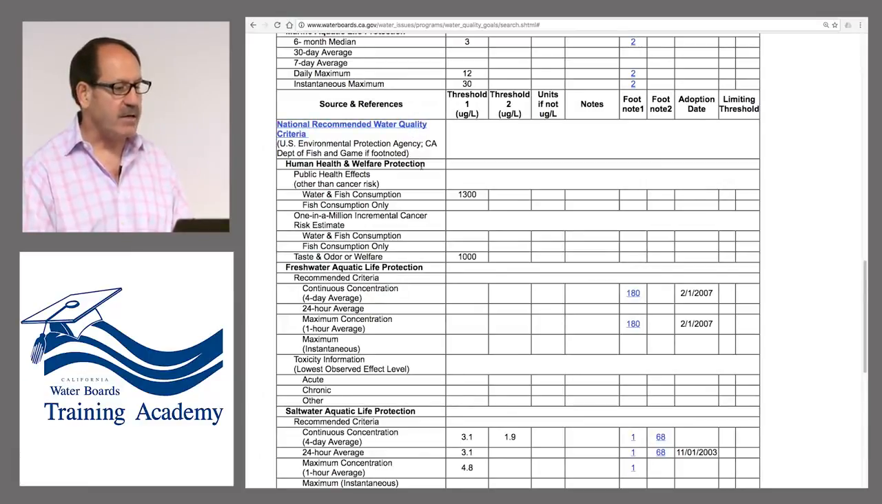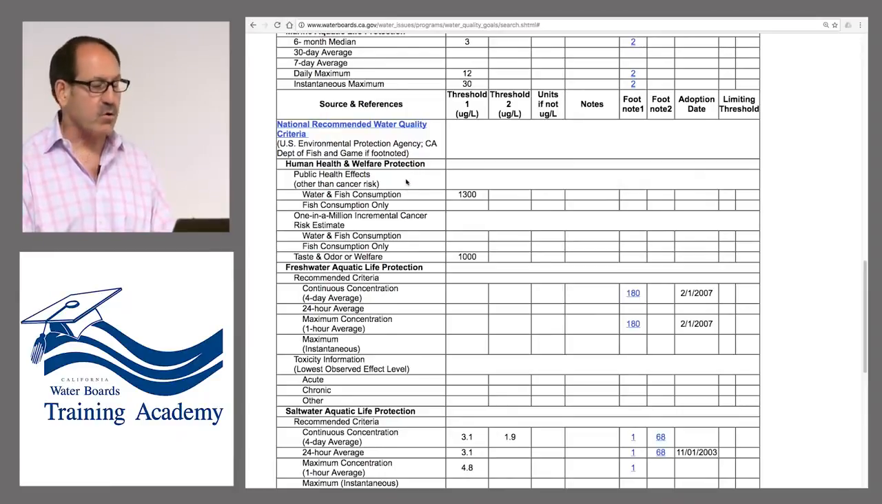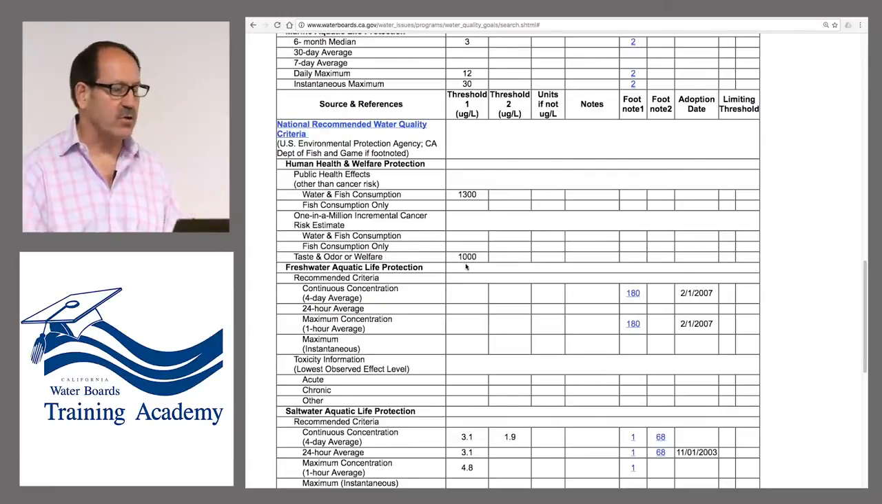Then we have EPA's National Recommended Water Quality Criteria. These are the ones that are advisory to states and tribes to help them with calculating their own standards or for interpreting their narratives. So human health protective for water and fish consumption or fish consumption only. They have both public health effects that don't involve cancer and cancer risk estimates. And then taste or odor. If there is a taste and odor threshold, organoleptic is what they call it, that's lower than the toxic threshold, they will publish that too.